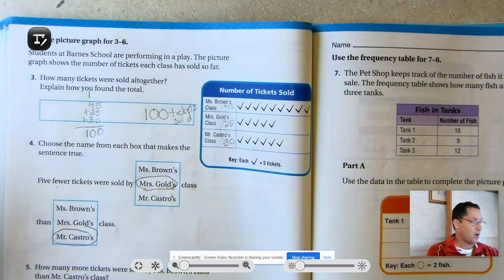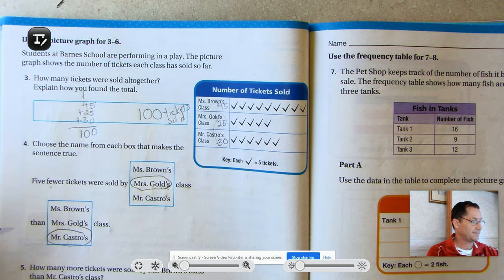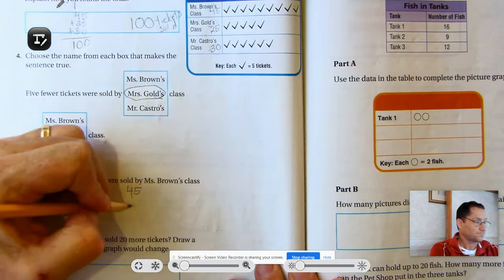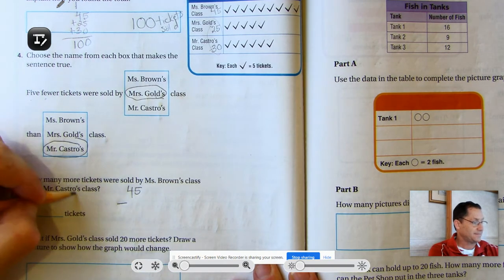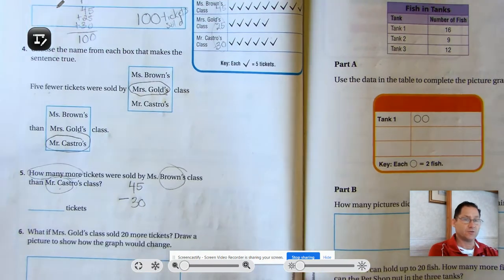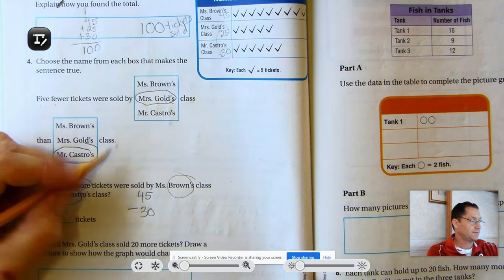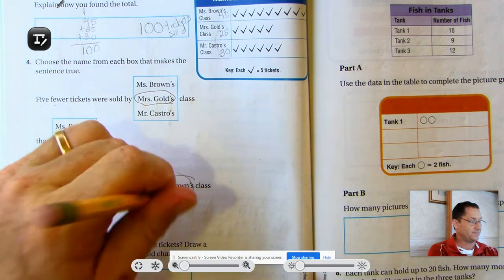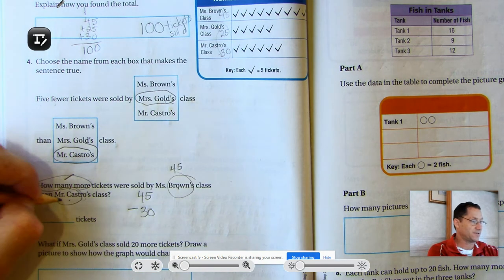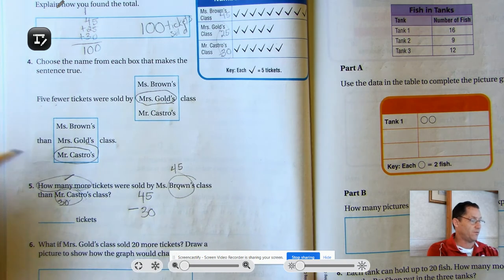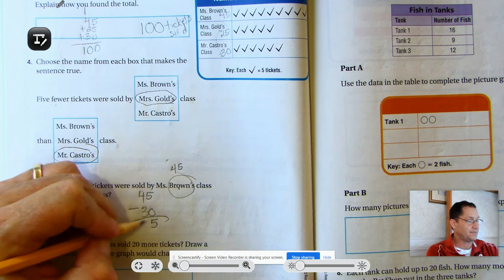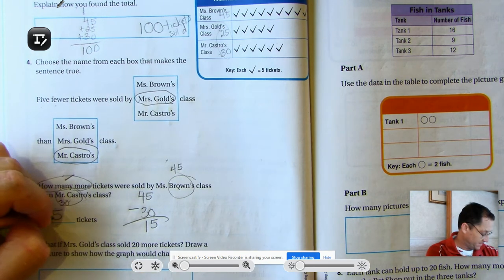How many more tickets were sold by Miss Brown's class than Mr. Castro's class? Miss Brown's class was 45. Mr. Castro's class was 30. So let's look at the word clues in our sentence. How many more? Tells me subtract. I need the numbers from Miss Brown's class, 45, and Mr. Castro's class, 30. So 45 take away 30. 5 take away nothing is 5 ones. 4 tens take away 3 tens is 1 ten. So that's a difference of 15 tickets.